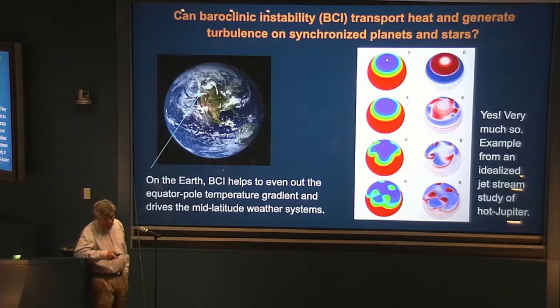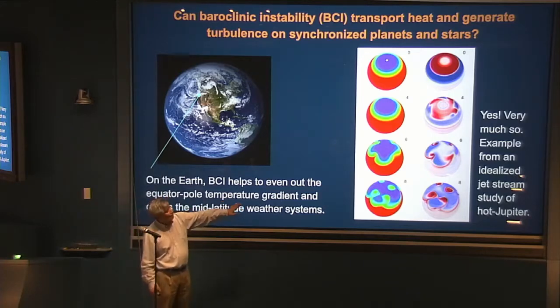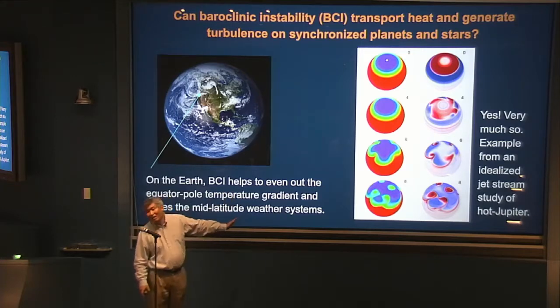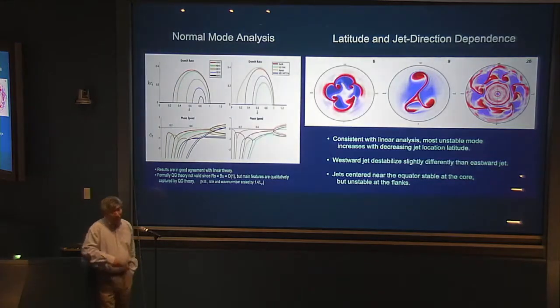Right? It turns out the answer to this question for exoplanets, whether synchronized or not, is definitely yes, very much so. Quantitative aspects are different, but qualitatively, the same sort of instability happens. What you see here on the right is, in the left column, the temperature, and then in the right column, something called vorticity, which is something to do with the flow itself.